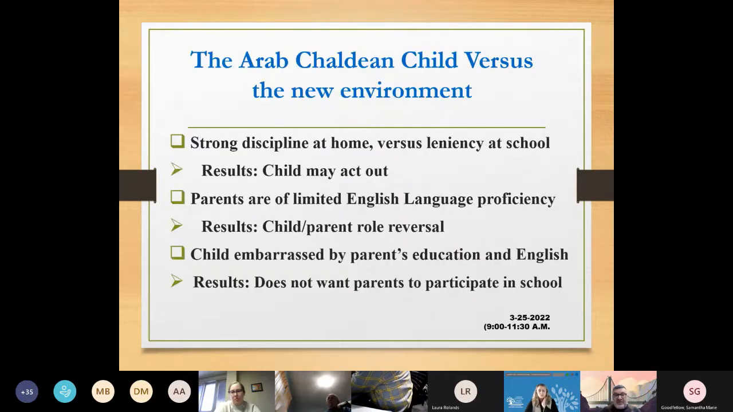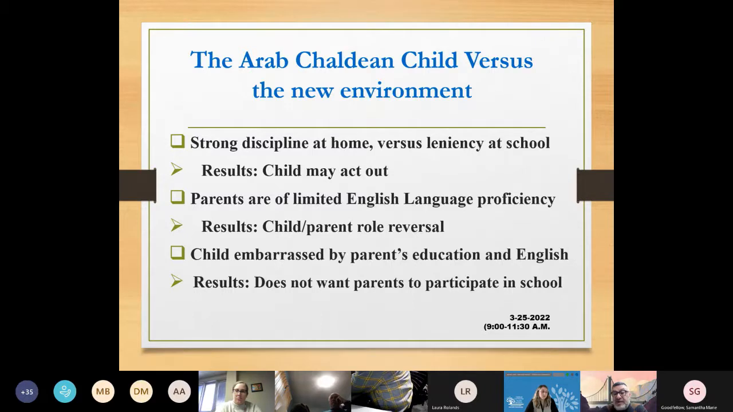So let's look at the Arab Chaldean child versus the new environment. If there is strong discipline at home versus leniency at school, the result is that the child will act out, because kids want to belong, they want to fit in. If the first culture, which is the Middle Eastern culture at home, is not stable, then kids will look out to fit that sense of belonging. And eventually what is being promoted in school is negated at home, and what is being promoted at home is negated at school. And that's the conflict that takes place. And this is where the child is going to be acting out.